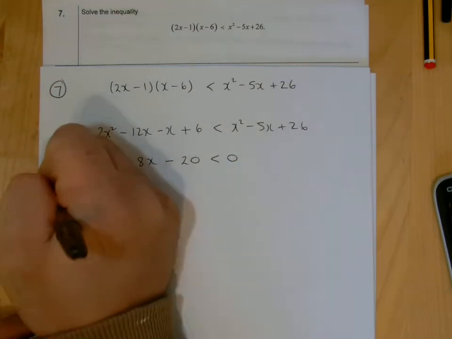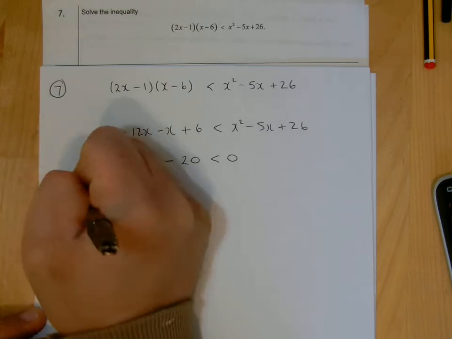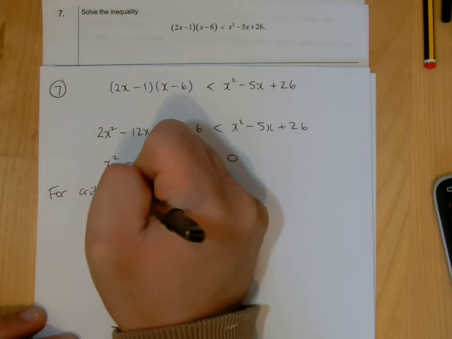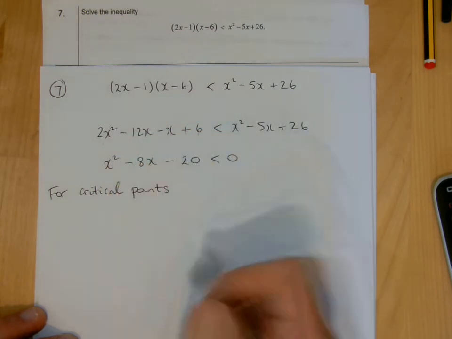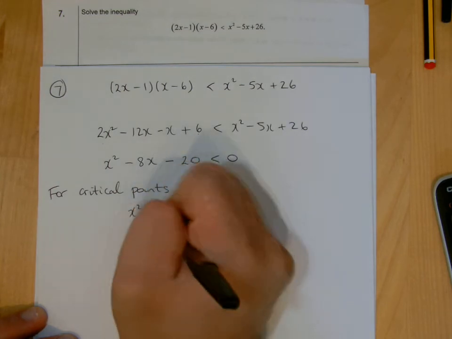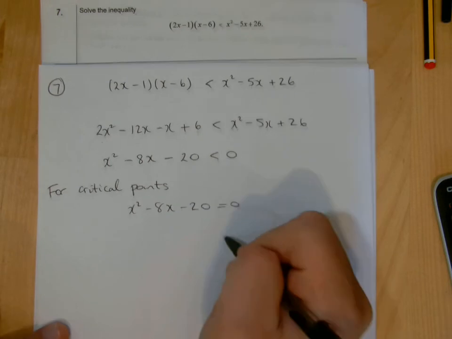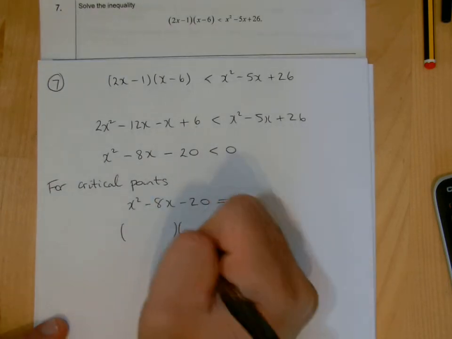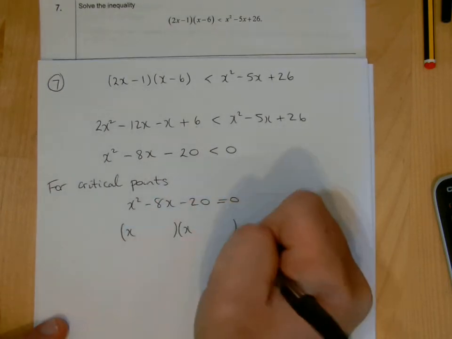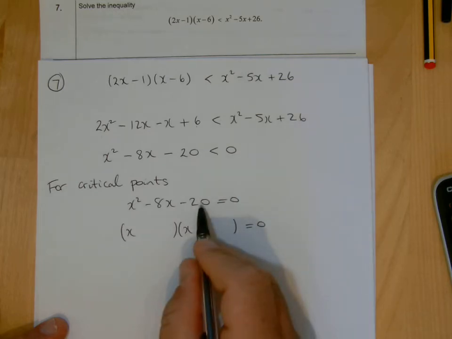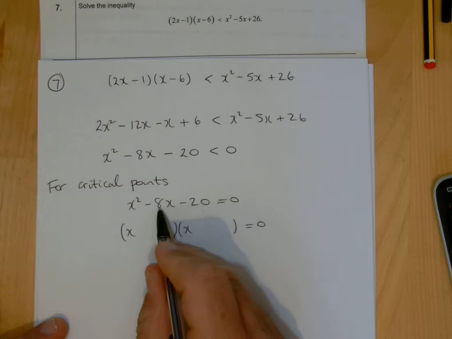So what I'm going to do is focus on the critical points. Now there are 2 points. For the critical points, we get them when we set the quadratic equal to 0. So when it's equal to 0, we come up with a pair of brackets, don't we? Here. And we need to have 2 numbers that multiply to give minus 20, add up to give minus 8.